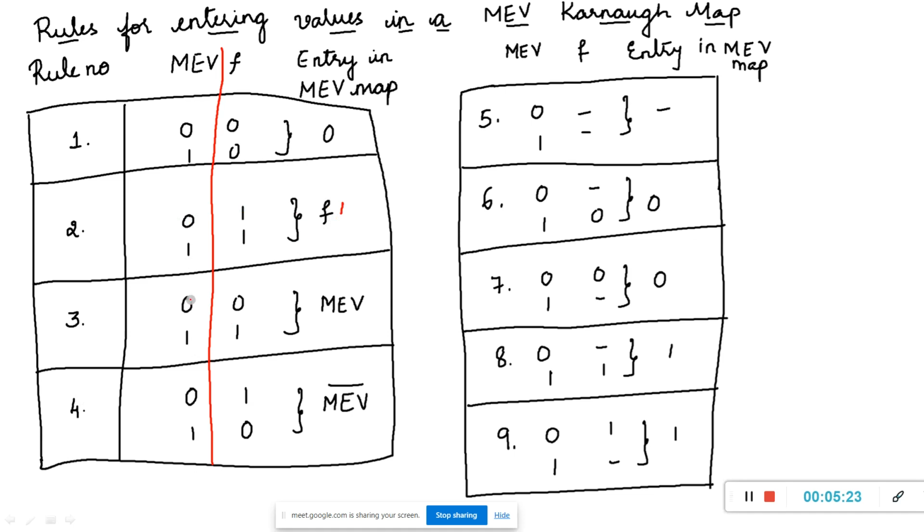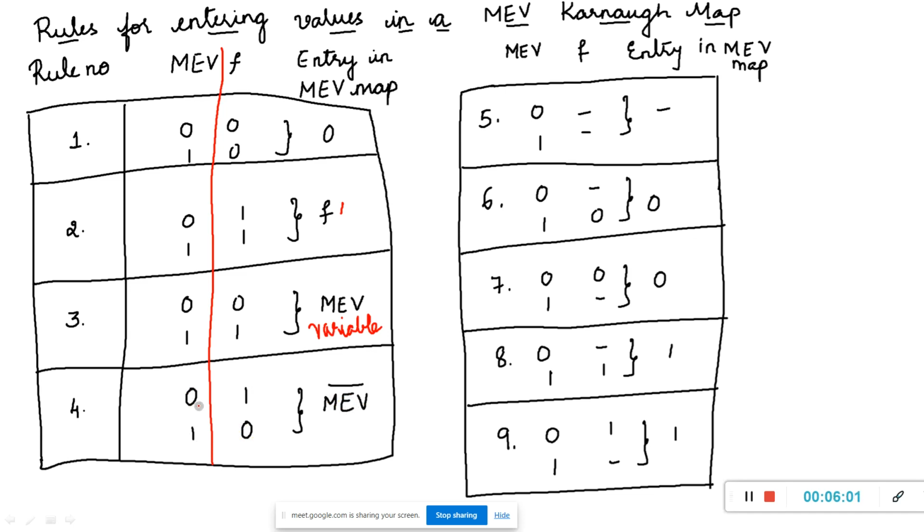Next, if the MEV variable is 0, 1 and the function is 0, 1, the entry in the MEV map will be the MEV variable only. If the MEV variable may be D or C, the least significant variable, okay. So if it is 0, 1, and the function value is 1, 0, the entry in the MEV map will be MEV bar. That is, if it is D, it will be D bar.